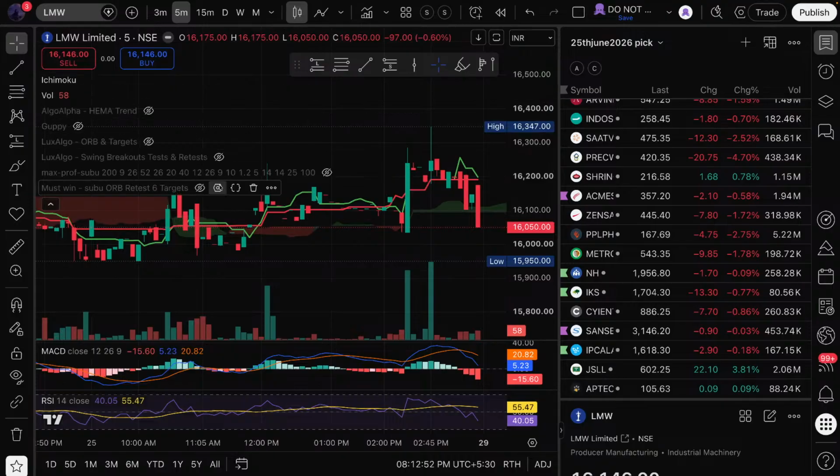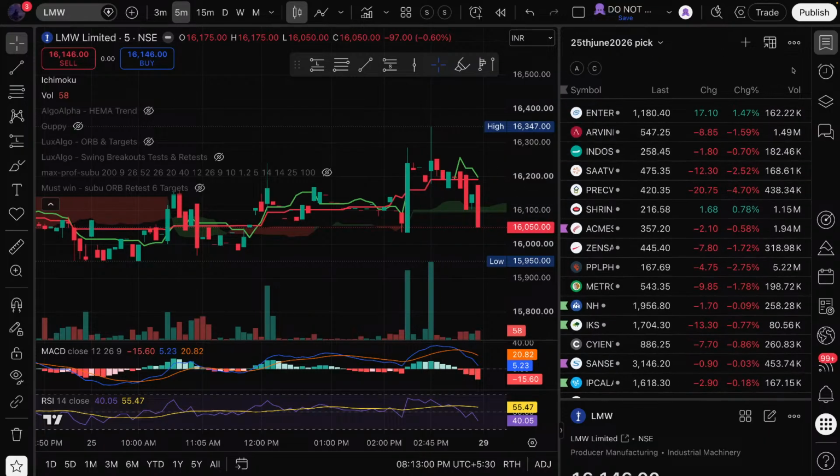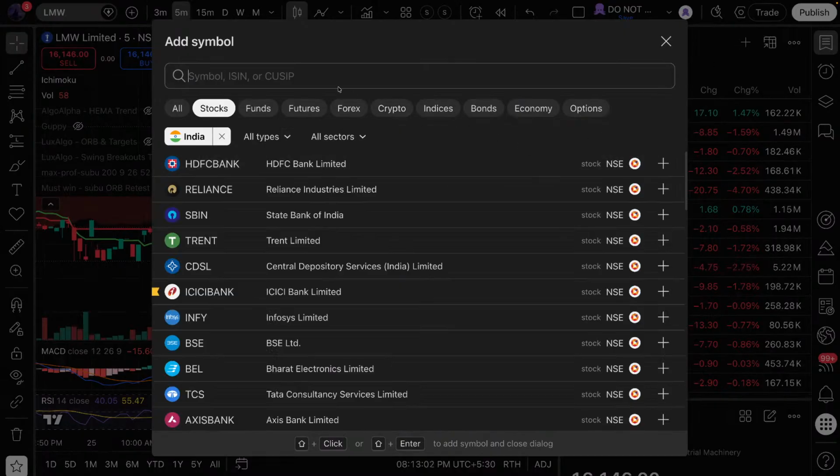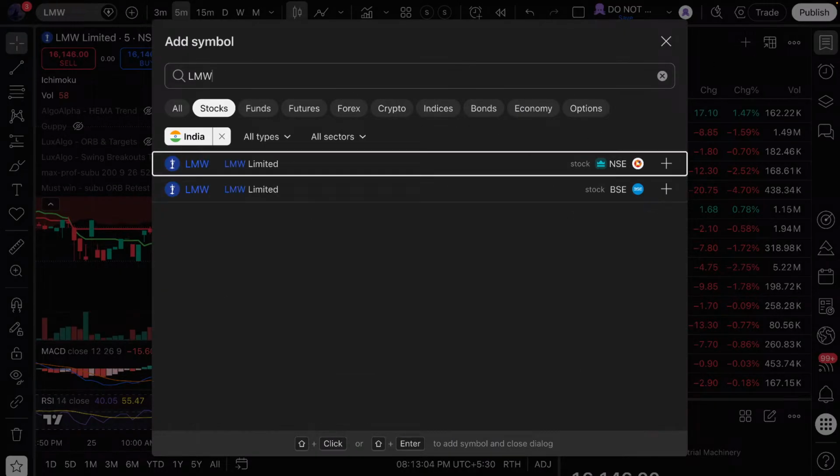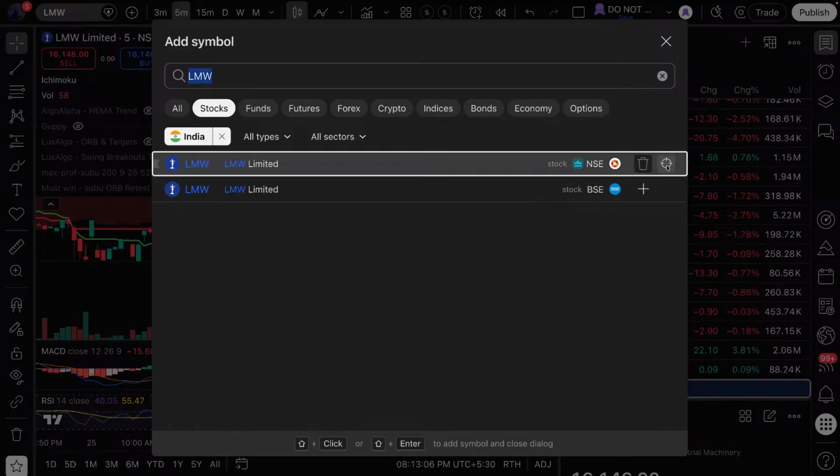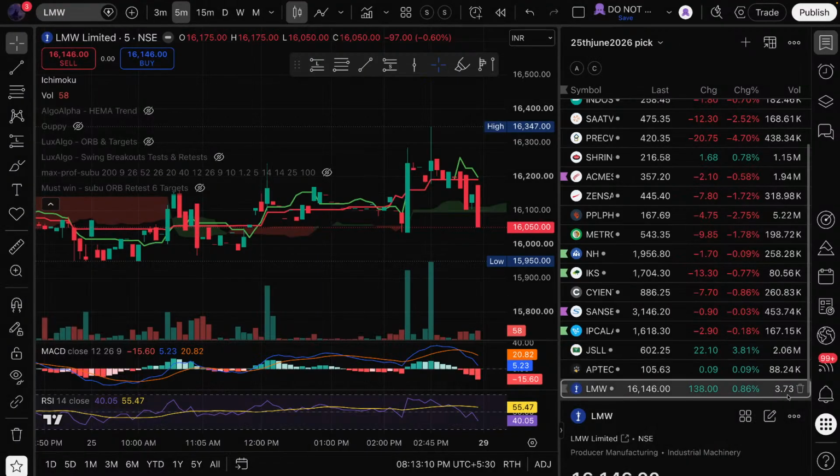Can I say it as a large cap? Only quantity is 455 volume. 16,000. Okay, I can check it here. If I add LMW, only 3.73k stocks are getting traded. But if the price is this, that means the market cap is good for this.